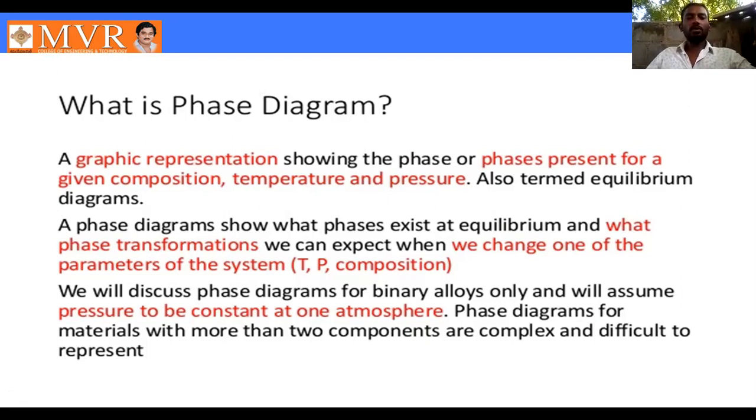So a phase diagram shows what phases exist at equilibrium and what phases transform. When we change one of the parameters of the system, temperature, pressure or composition, the phase diagram shows which phase exists at equilibrium condition and which phase will be transformed.